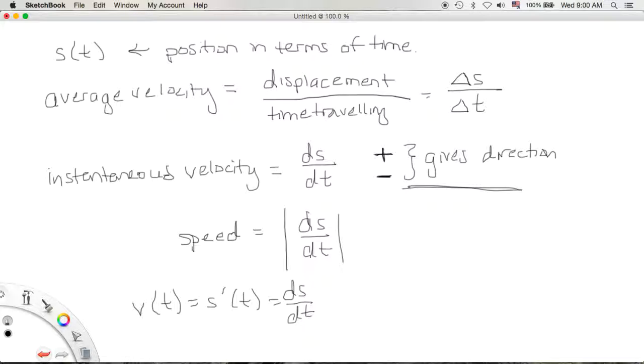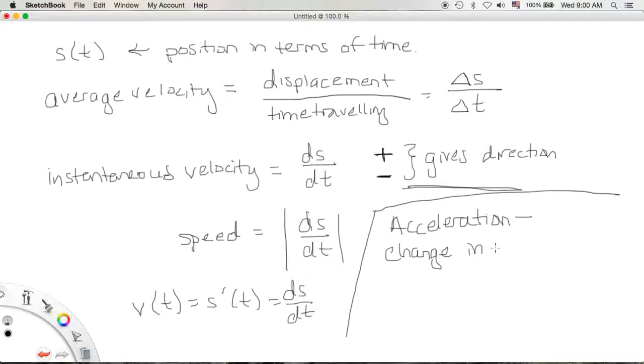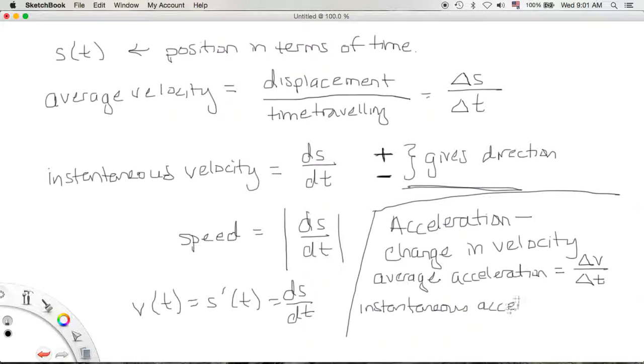Now, what about acceleration? Well, acceleration tells you the instantaneous change, or the change in the velocity. So you have your average acceleration, which would be your change in velocity over the time and how long it would be. Or your instantaneous acceleration, you would use your differential, because you want it right there. So it's the derivative of the velocity.